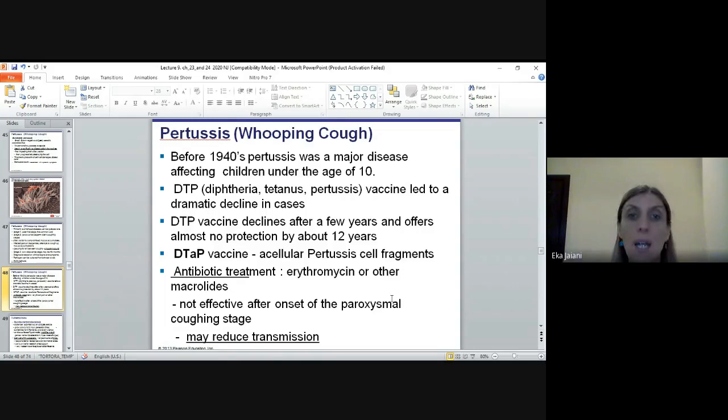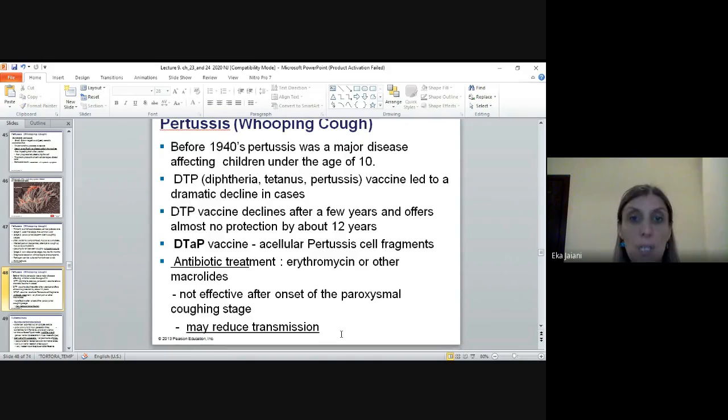We can treat infection using antibiotics, but when the paroxysmal stage starts, treatment has no effect because the toxins have already been released and have already had an effect on our body. So if we start before the paroxysmal stage, treatment with erythromycin or a macrolide has more effect. But antibiotic treatment, even in the paroxysmal coughing stage, can reduce transmission because it kills bacteria.